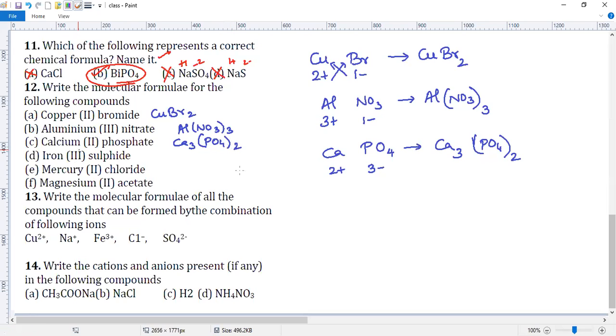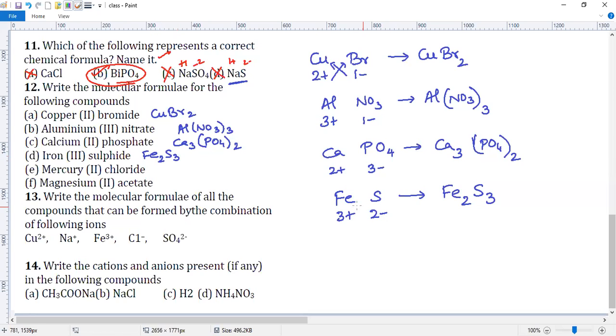Next one, iron 3 sulfide. Iron is Fe, 3 is 3 plus. What is sulfide? It is S. And what is its valency? It is 2 minus. If you cross it, you will get Fe2S3. So the formula for iron 3 sulfide is Fe2S3.